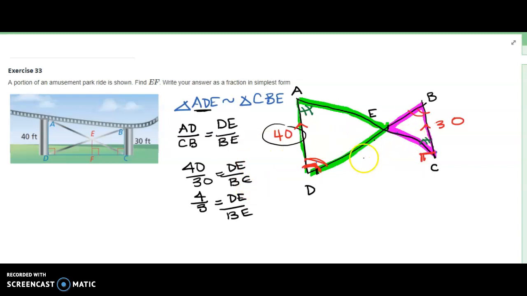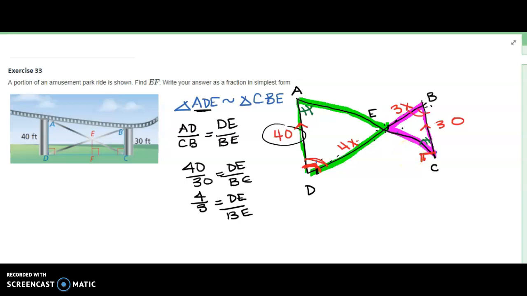Okay, so if DE is 4, then BE has to be 3. If DE is 8, then BE has to be 6. If DE is 12, then BE has to be 9. Okay, it's going to be in a 4:3 ratio. So what I'm going to do is write DE as 4x and BE as 3x, because if my x is the same, these would always be in a 4:3 ratio.